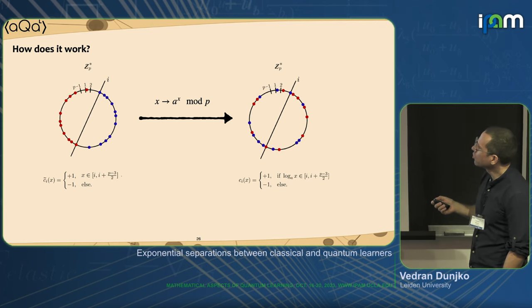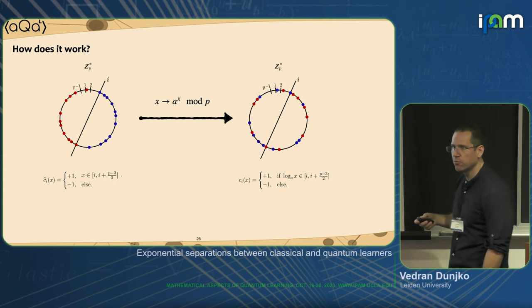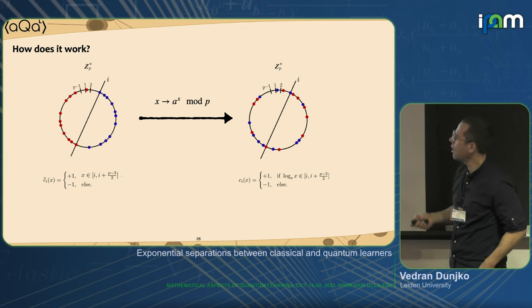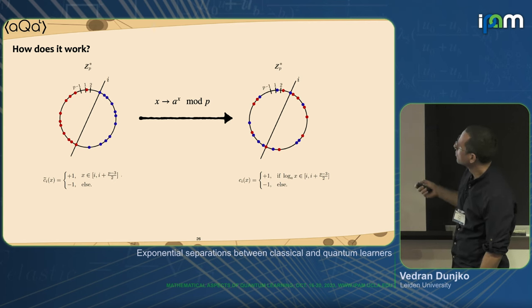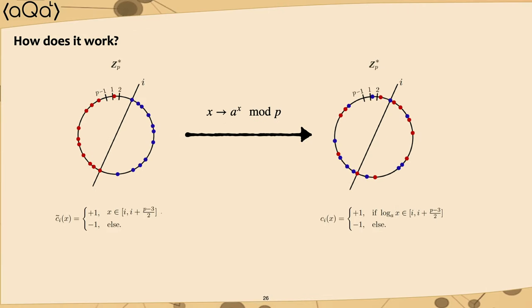But now I do modular exponentiation to each point, and this is close to pseudo-random functions, and it scatters the points around the circle, right? And now if I look at the mapped image, it looks like a mess, right? Every point looks random. It's no longer linearly separable. It's completely messy. And this is the concept I want to study.